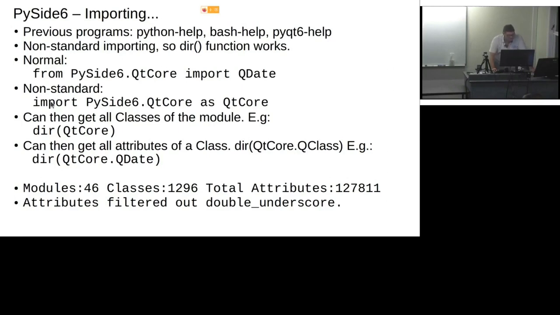But anyway, the way I import it is to do import PySide6 QtCore as QtCore. And then I can do a DIR of QtCore and get all the classes, right? Then to get all the attributes, I can go dir qtcore.qdate, for example, and get all the other bits. The total thing is there's 46 modules. The total classes off those 46 modules is 1,296, and then all the attributes is over 100,000. A lot of them would be repeated. And I've already taken out all the double underscore ones, about 30,000. So there's a lot of attributes out there.